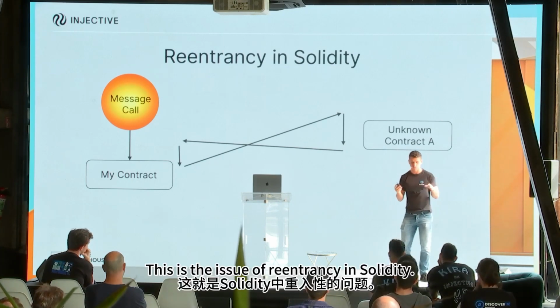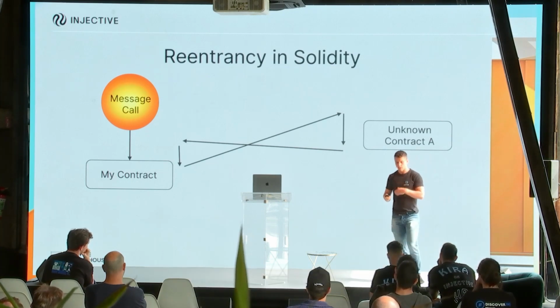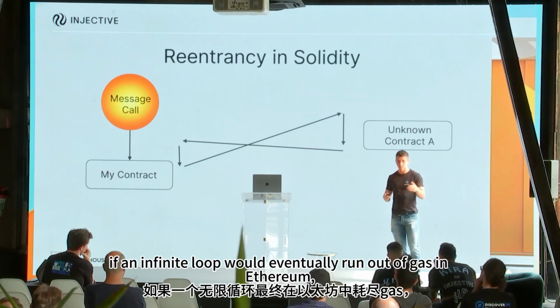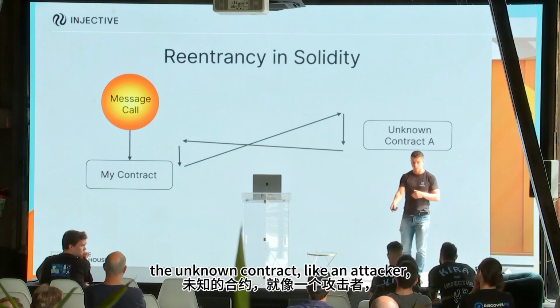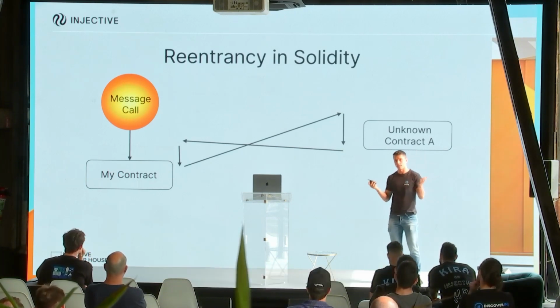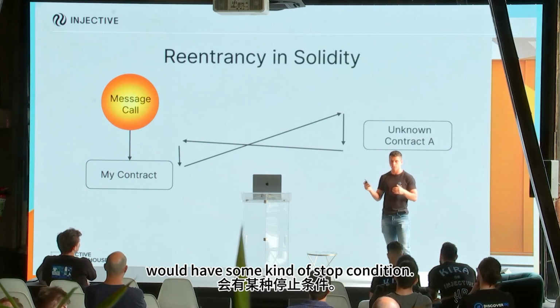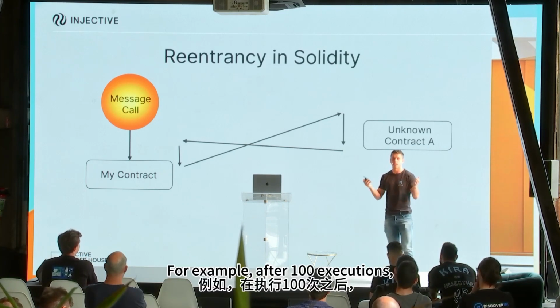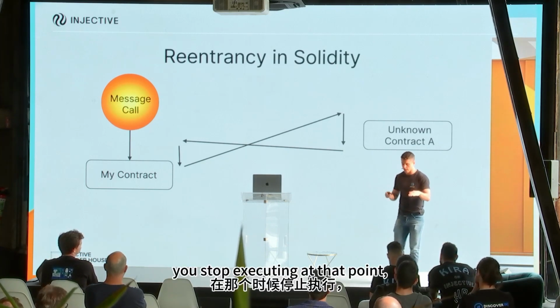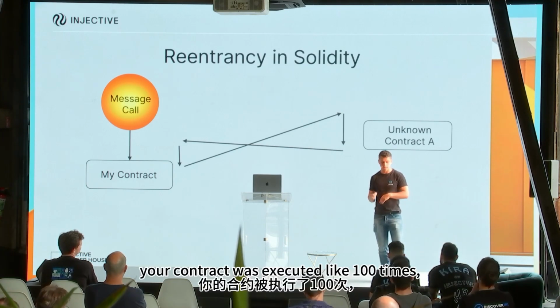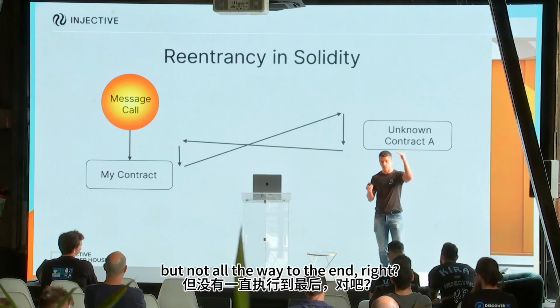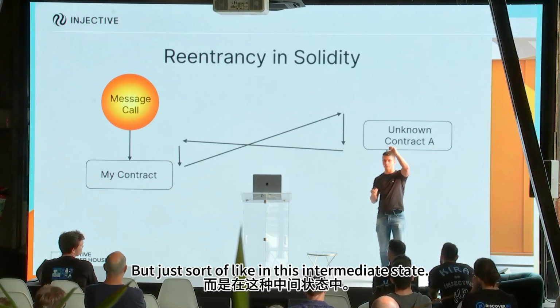So this is the issue of reentrancy in Solidity. Of course, an infinite loop would eventually run out of gas in Ethereum, so the unknown contract, like an attacker, would have some kind of stop condition. For example, after 100 executions, you stop executing, and at that point, your contract was executed like 100 times, but not all the way to the end, right?